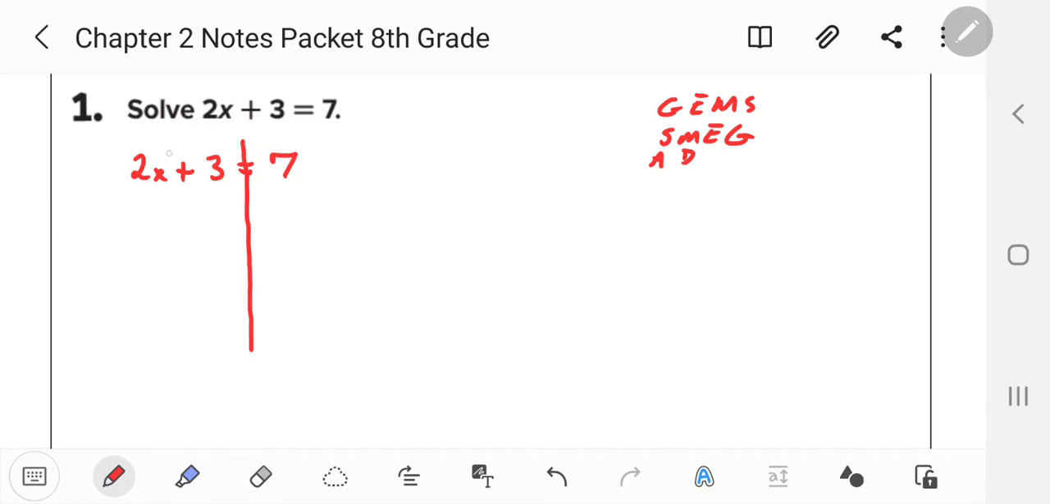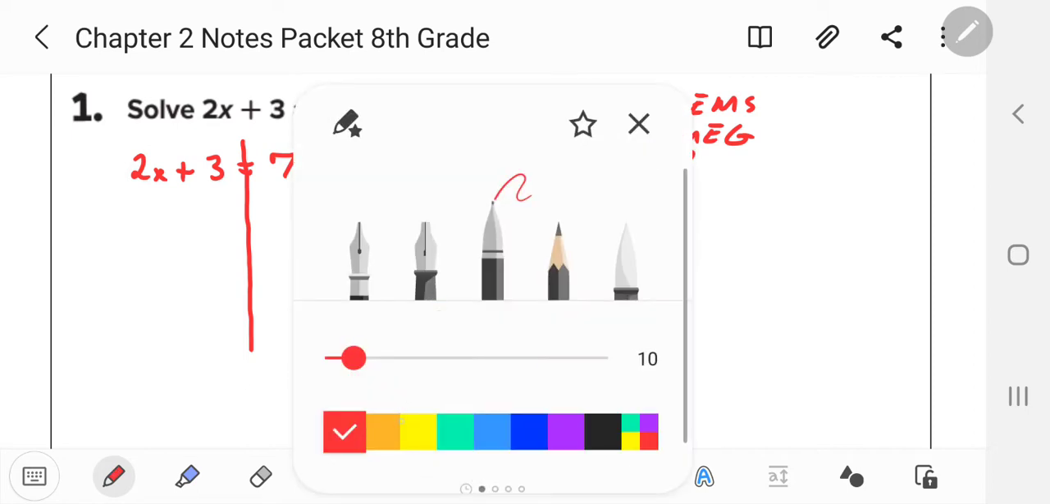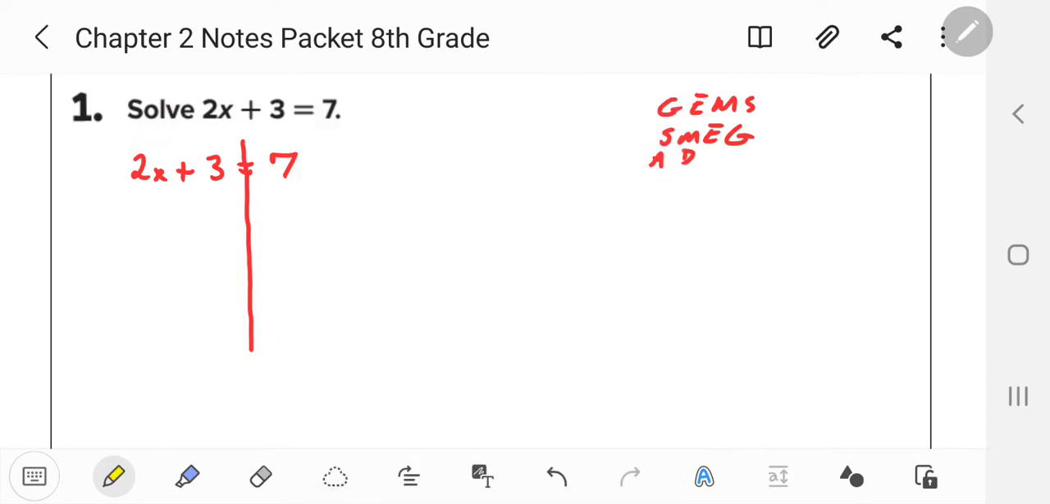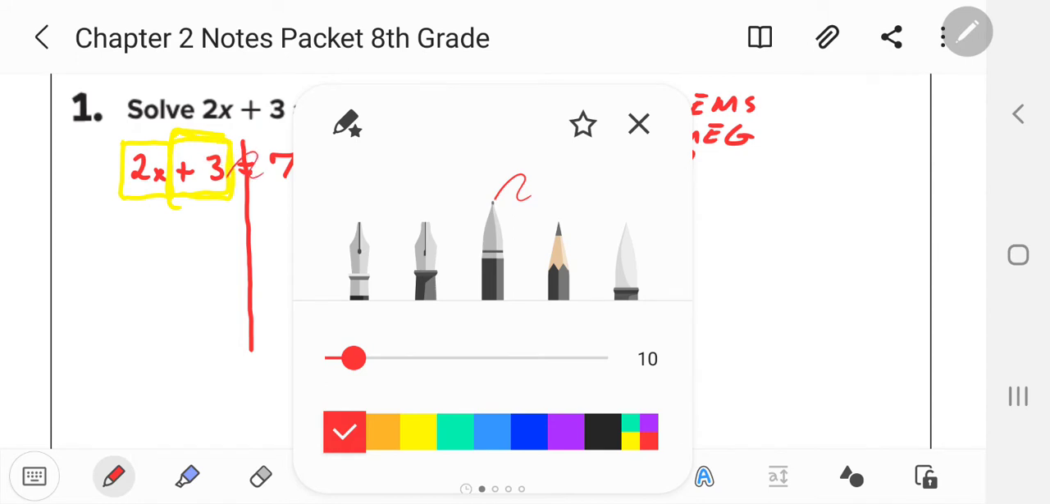Another way to think about it is to think of it as separate terms, and then remembering there's one term, here's another term, and remembering that we're always going to get rid of the term that doesn't have the variable in it first. So in this case, the term that doesn't have the variable in it is the plus 3. All right, so that plus 3 is what we're going to get rid of first.